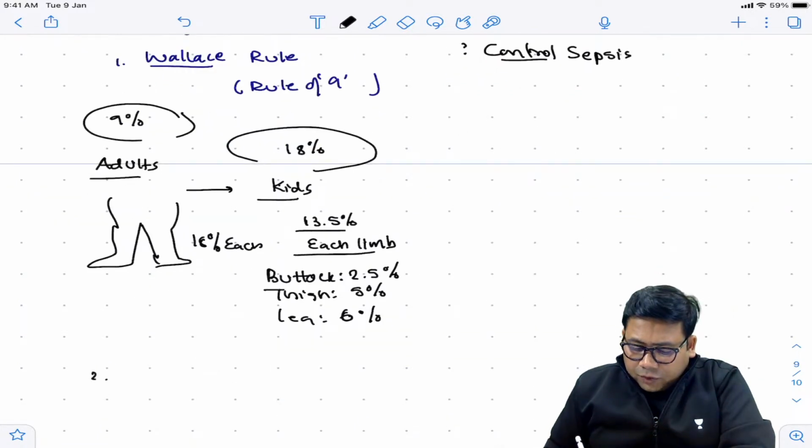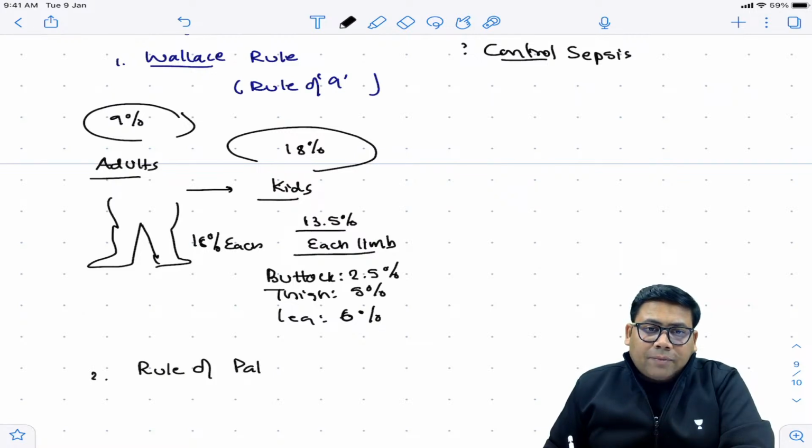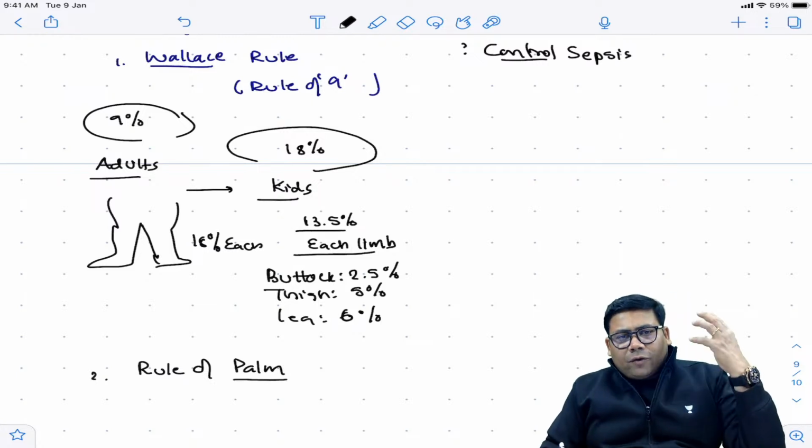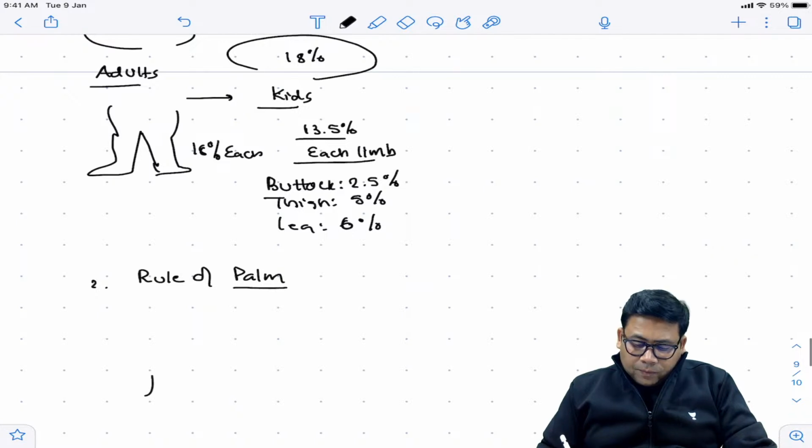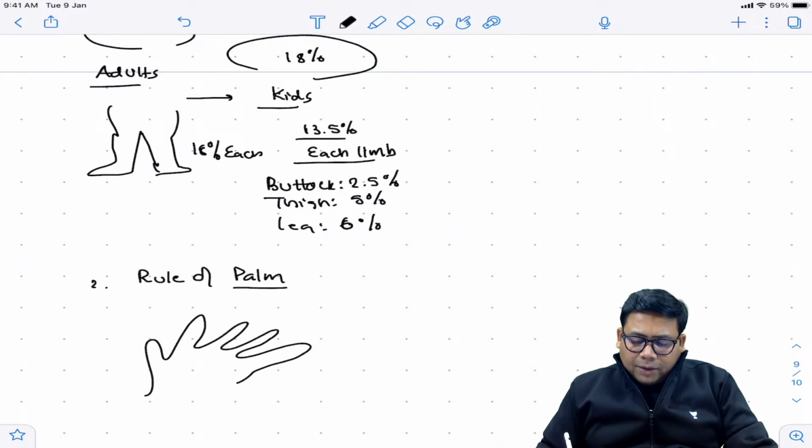Apart from this, you can use rule of palm. Now you will say, sir, why not the Lund and Browder chart? Beta, it is so detailed that we don't use it. It is used by forensic experts who have to file an autopsy report. We don't need that. We just require a brief overview.